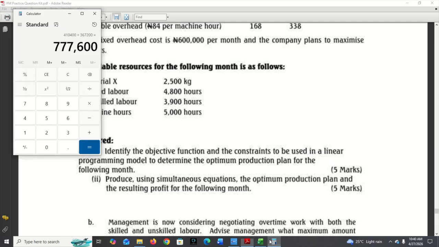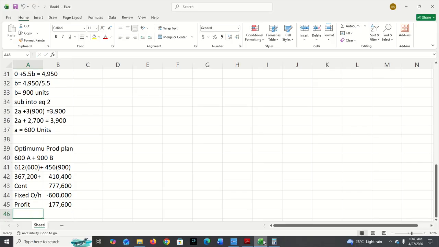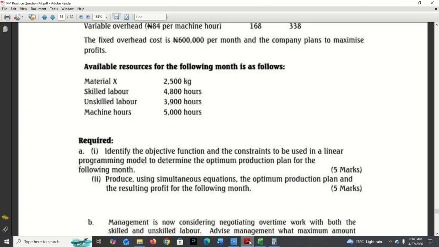So my total profit will be 777,600 minus 600,000. If you remove that, that will give you 177,600. That's my profit from maximizing using my linear programming. Alright, so that's how many marks we have gotten now. 5 plus 5, that's 10.